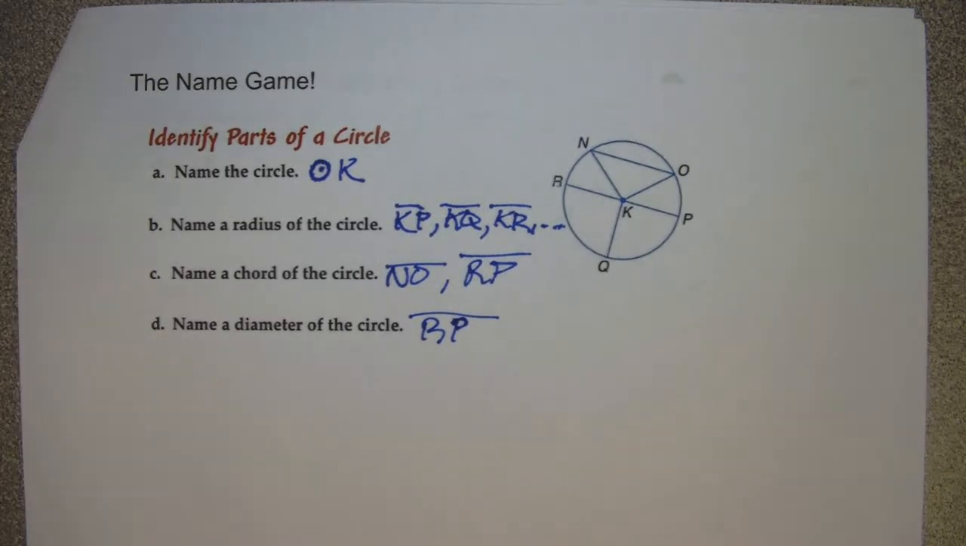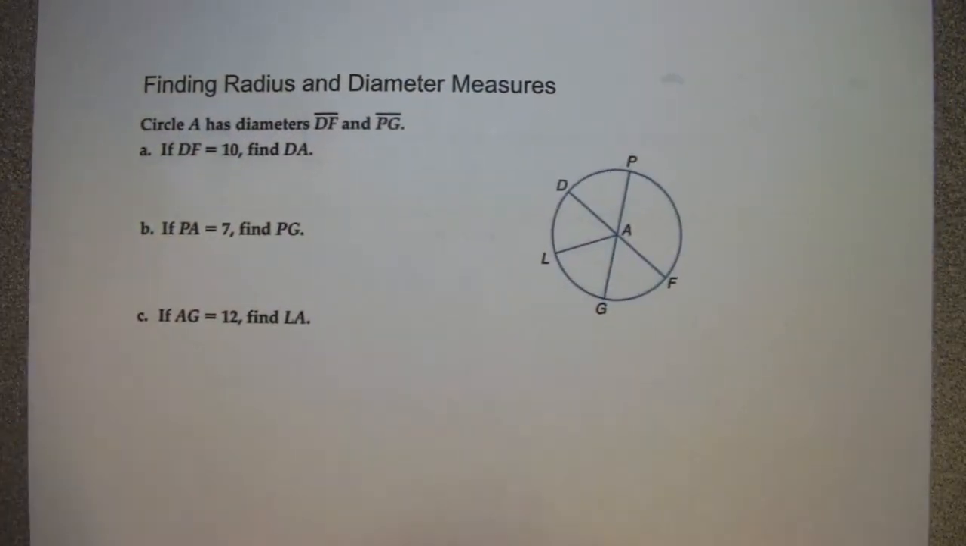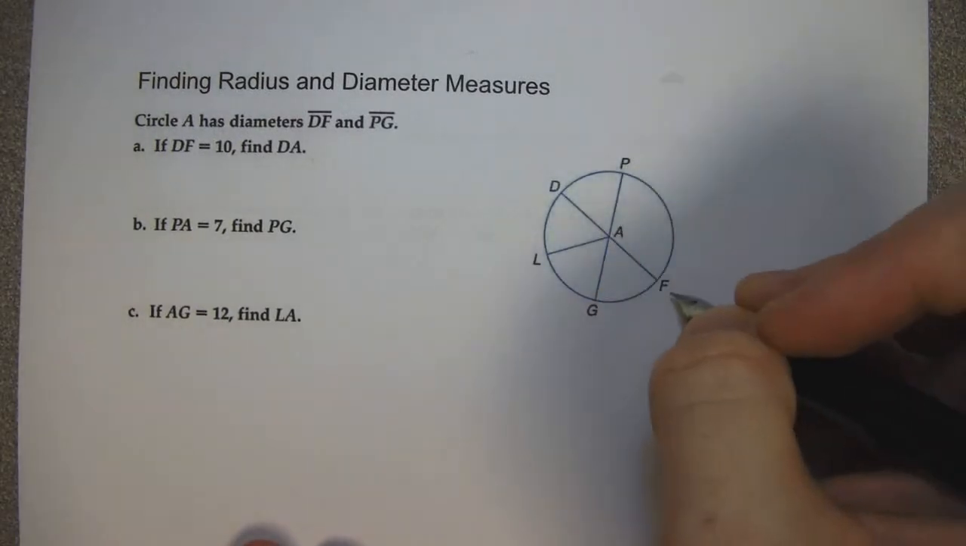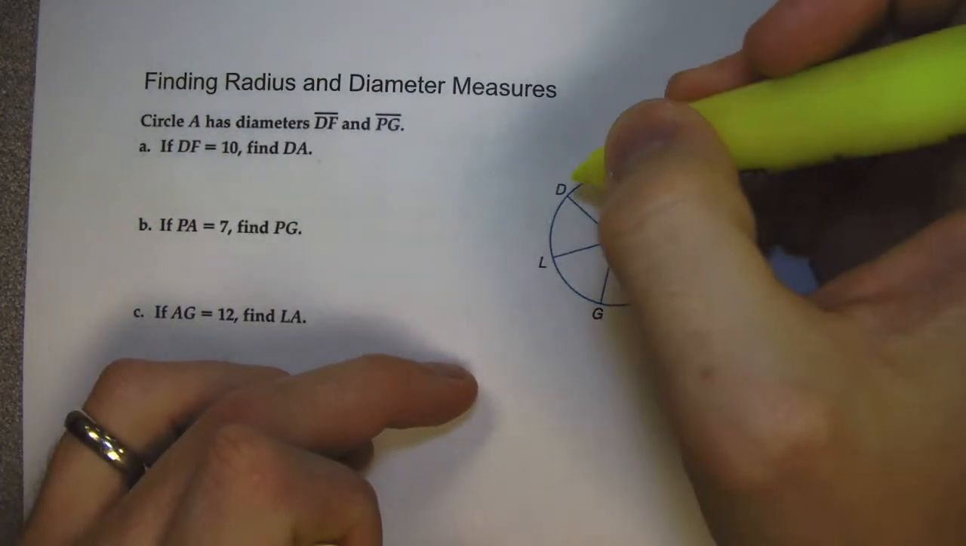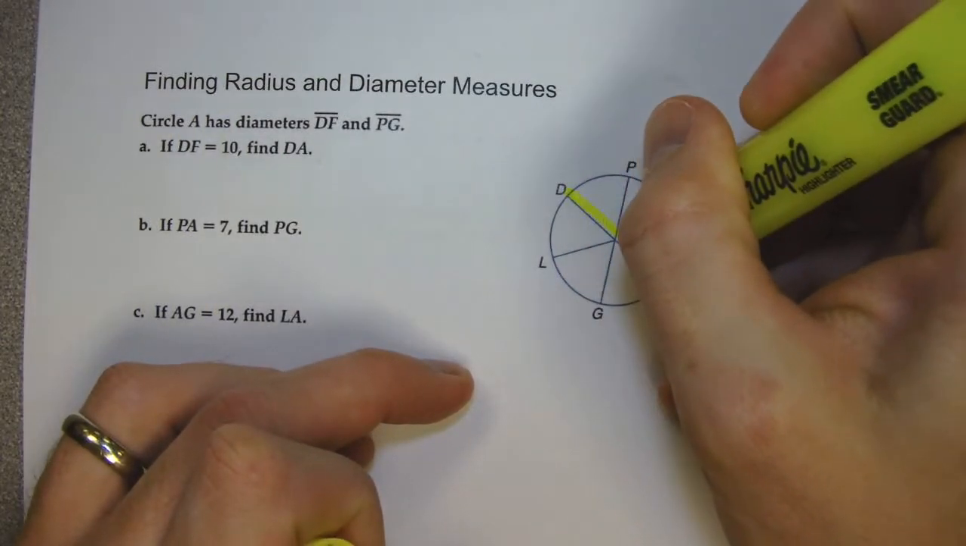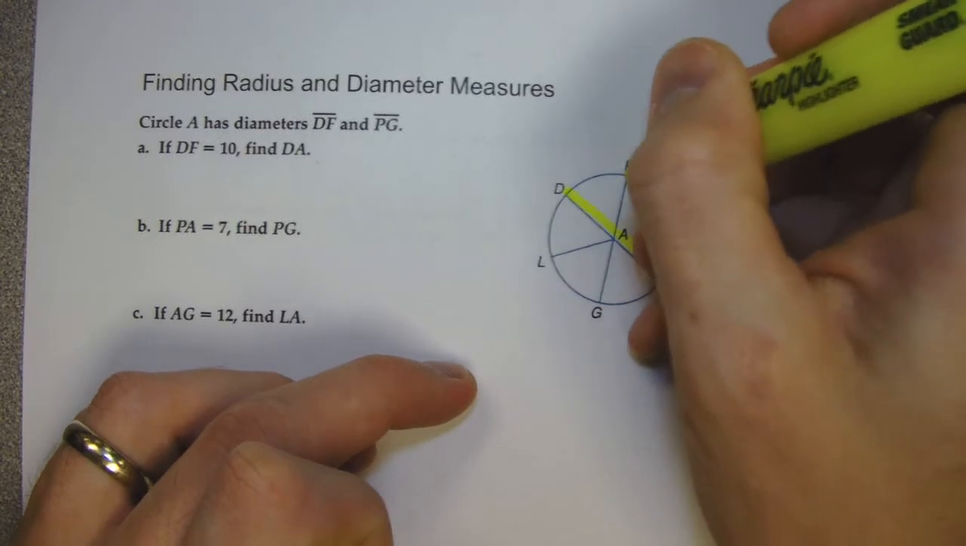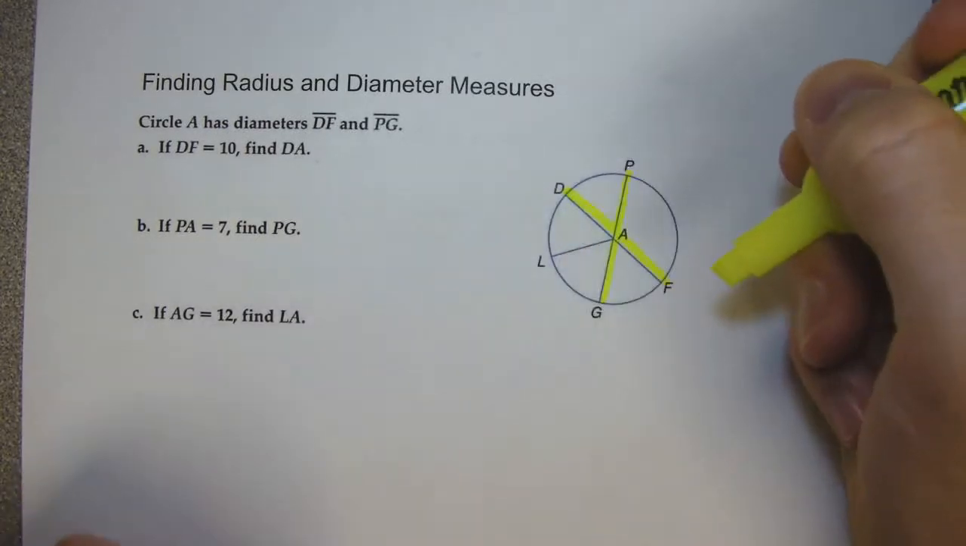All right, let's talk about measurements. See if we can do some things with that. So finding radii and diameter measures. Here we go. Circle A, we're told, has diameters DF and PG. So what I'm going to do is grab a highlighter here just to highlight those to show that, for example, DF and PG are indeed diameters.